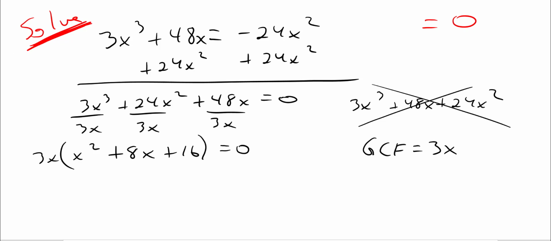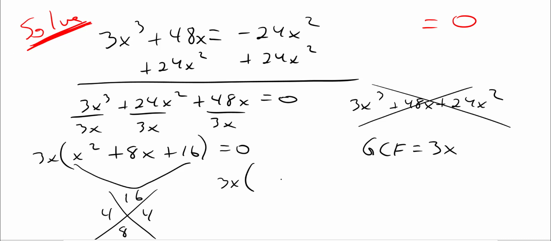Okay, so let's go ahead and factor that. So it's going to be a 16. That's going to be an 8. So what numbers give you 16? Well, 4 and 4. 4 times 4 and 4 plus 4. Hey, how you doing? That's perfect. So it's a leading coefficient of 1, so it's just going to be 3x, and then x plus 4 and x plus 4 equals 0. Okay, so 3x equals 0, x plus 4 equals 0.